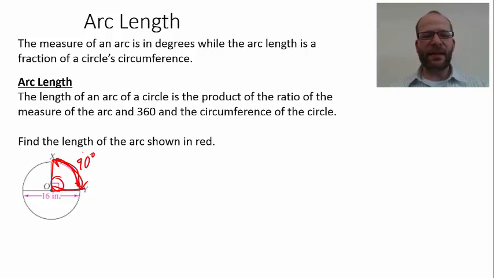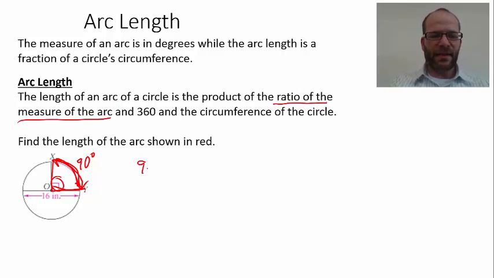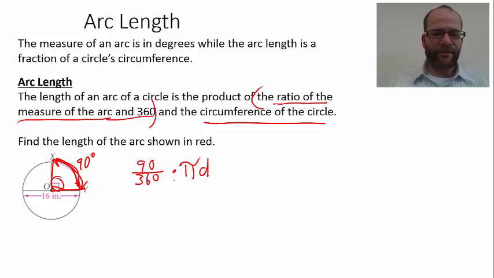So the first thing we need to do is set up a ratio of the measure of the arc, 90 degrees, and 360. That's the very first thing we need to establish, and that's this piece here, the ratio of the measure of the arc and 360. And then we multiply that by the circumference of the circle. The circumference of the circle, you may remember, is pi times diameter. So in this case, it's pi times 16.